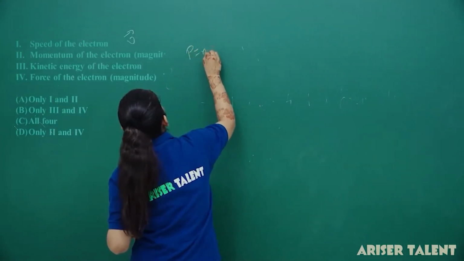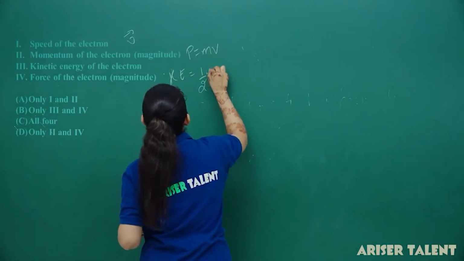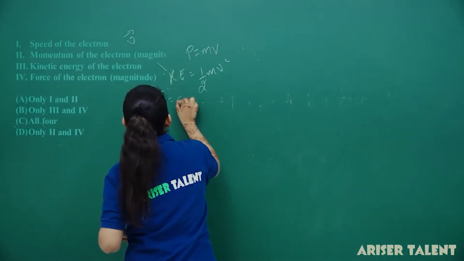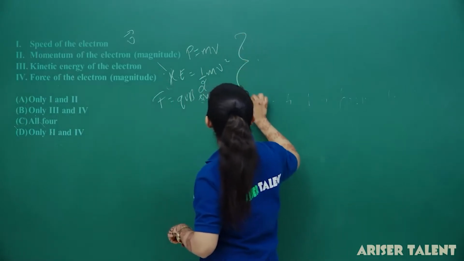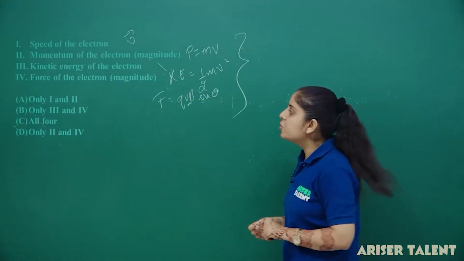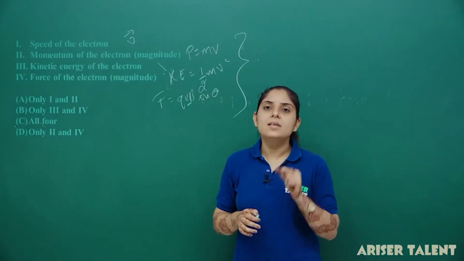P equal to mv. Kinetic energy is given by half mv square, and force will be given by QVB sin theta. So in all these factors we can find that there is a velocity factor. So we can see that all the four statements will have some constant value.